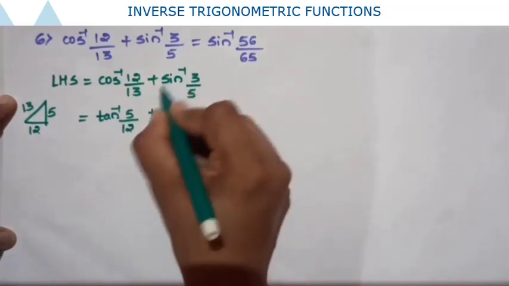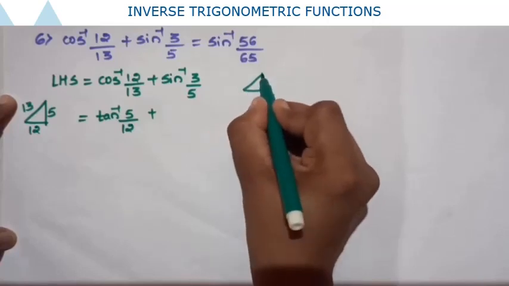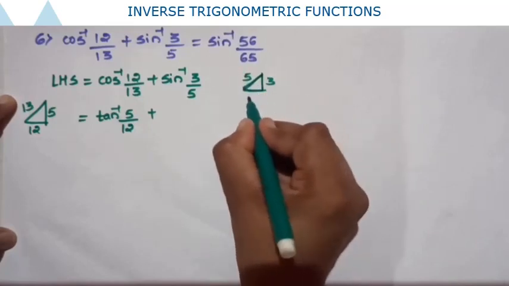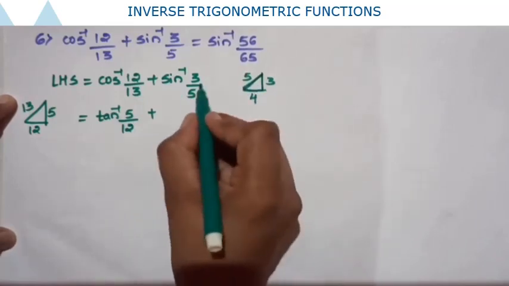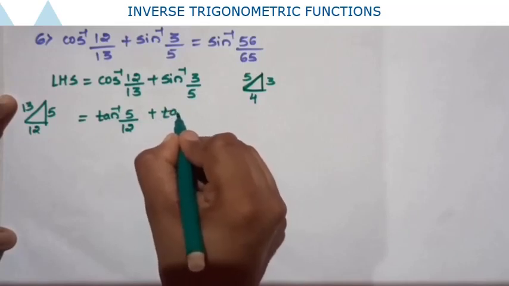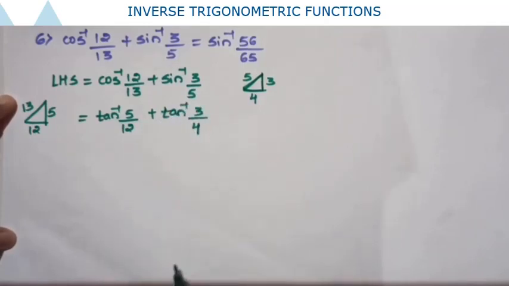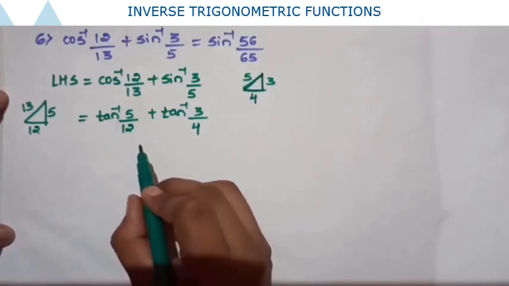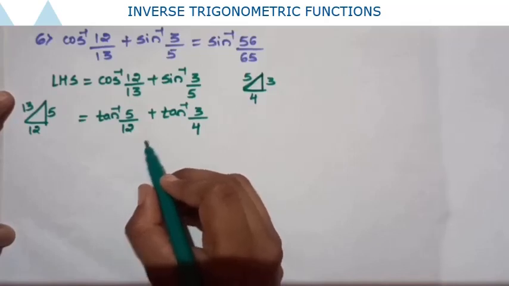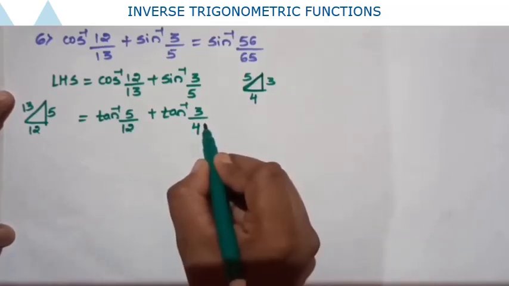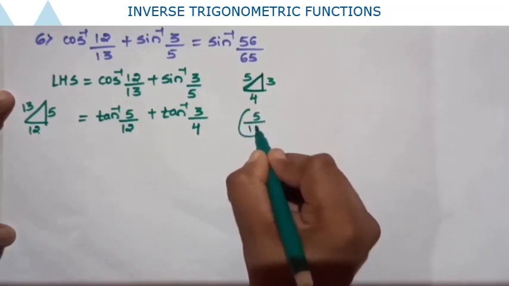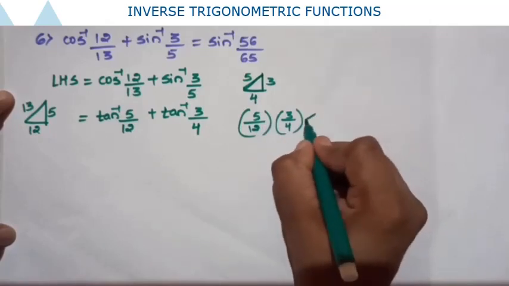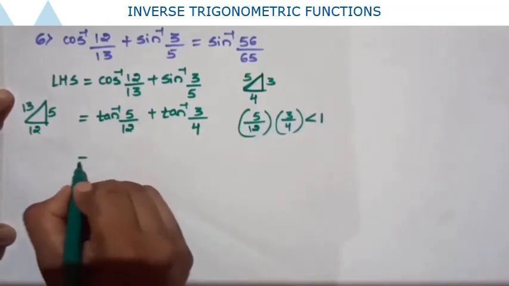Okay, plus sin inverse 3 by 5. Convert it into tan inverse. So 3 is the opposite side, 5 is the hypotenuse, hence 4 becomes its adjacent side, therefore sin inverse 3 by 5 in terms of tan inverse we can write tan inverse 3 by 4. Now we can apply property number 6: tan inverse x plus tan inverse y is tan inverse of x plus y by 1 minus xy, with the condition that x into y should be less than 1. What is x here? X is 5 by 12 and y is 3 by 4. Okay, 15 by 48, that is always less than 1, so we can apply property number 6.